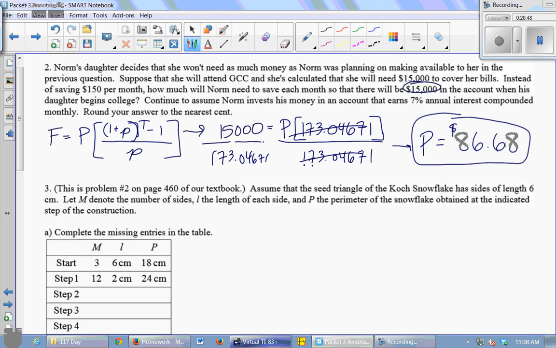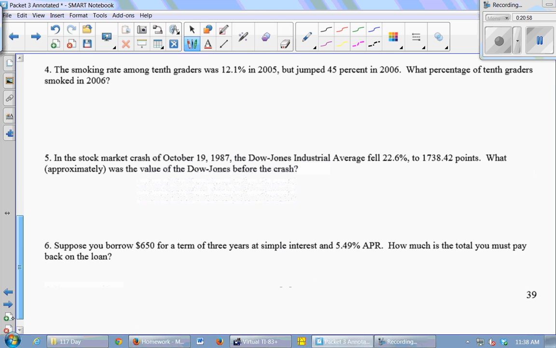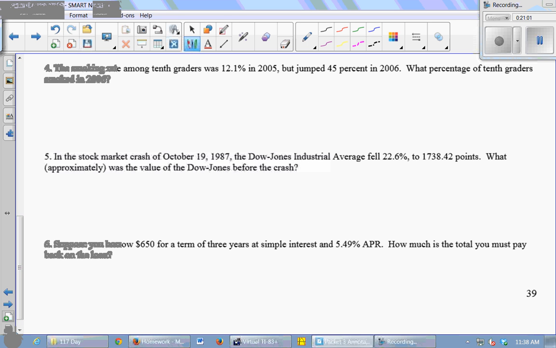All right, I'm going to skip the snowflake problem so that we can stick with the finance stuff, and then we'll come back and do the snowflakes. Oh, okay, we'll do this percentage problem, even though it's not really finance. All right, so the smoking rate among 10th graders was 12.1% in 2005, and it jumped 45% in 2006. So what percentage of 10th graders smoked in 2006?